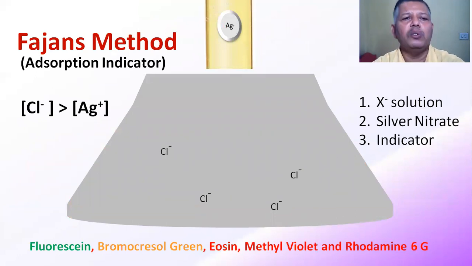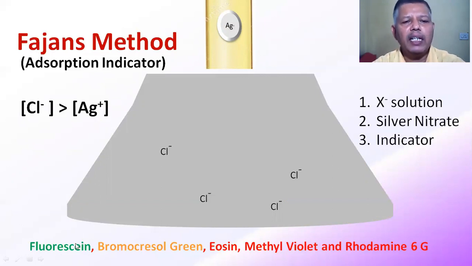The third method is Fajan's method. This method is also used for chlorides and bromides. For iodides this method is not used. In this method we require the halogen solution, silver nitrate solution, and an indicator. The indicator may be fluorescein, bromocresol green, eosin, methyl violet, or rhodamine 6G. According to the different pH, we can use these indicators.